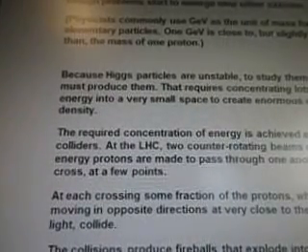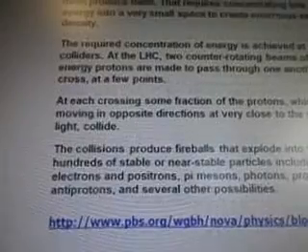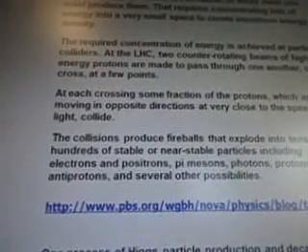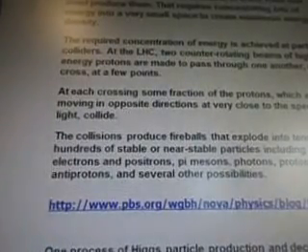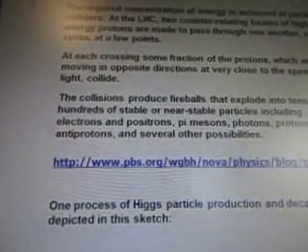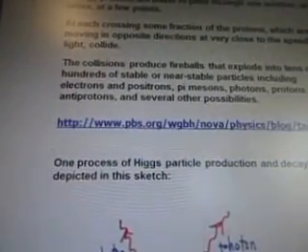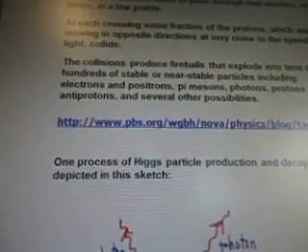Because Higgs particles are unstable, to study them, one must produce them. That requires concentrating lots of energy into a very small space to create enormous energy density. The required concentration of energy is achieved at particle colliders. At the LHC, two counter-rotating beams of high-energy protons are made to pass through one another or cross at a few points. At each crossing, some fractions of the protons, which are moving in opposite directions at very close to the speed of light, collide. The collisions provide fireballs that explode into tens of hundreds of stable or near-stable particles, including electrons and positrons, pi mesons, photons, protons, and antiprotons, and several other possibilities.